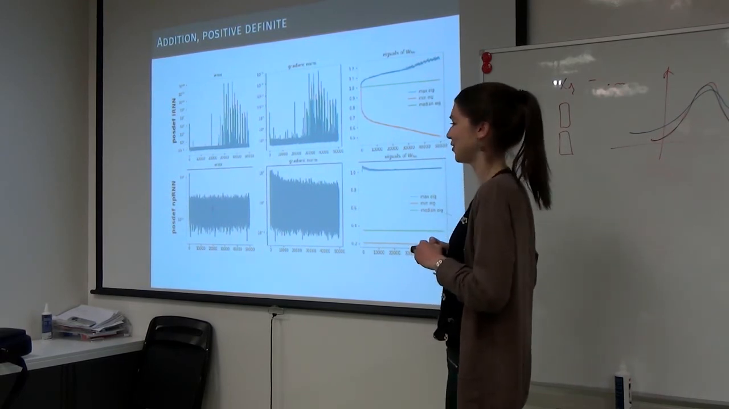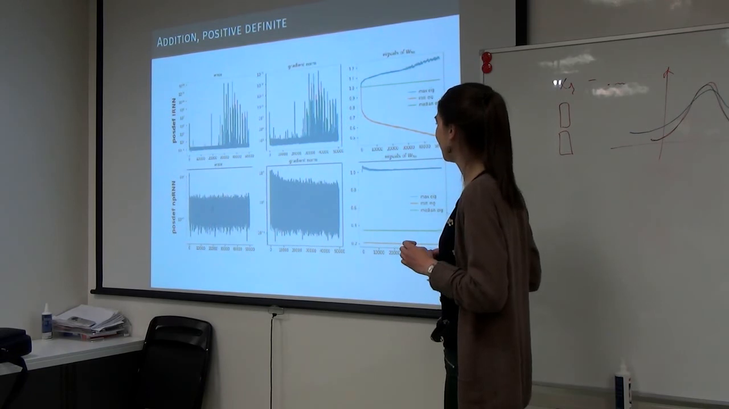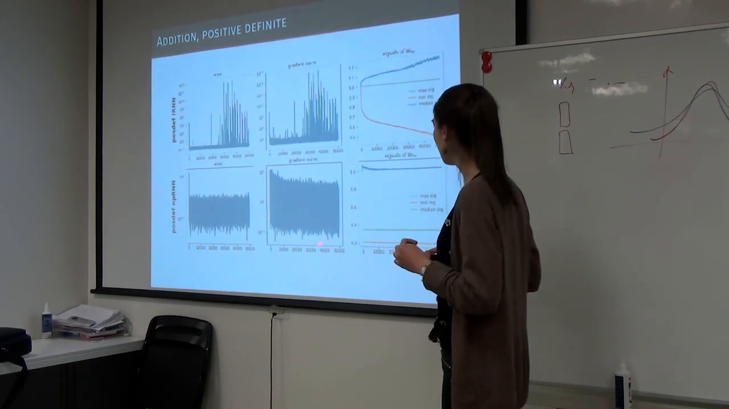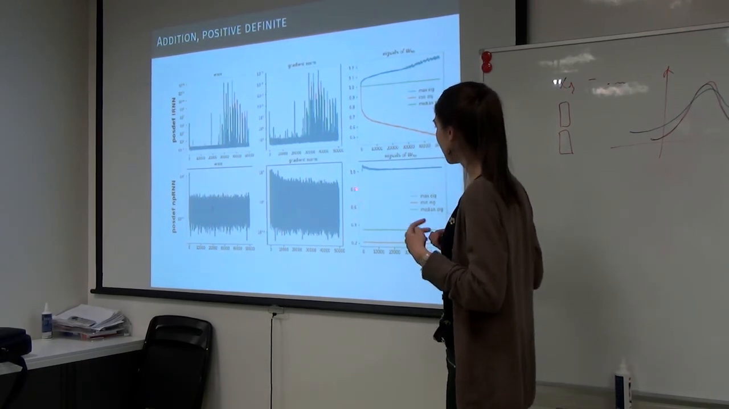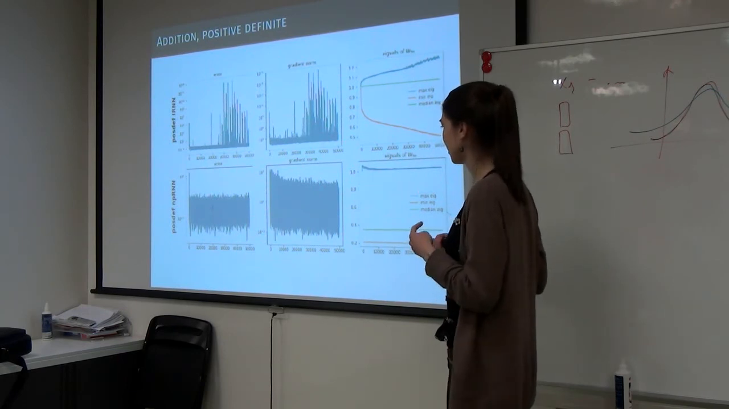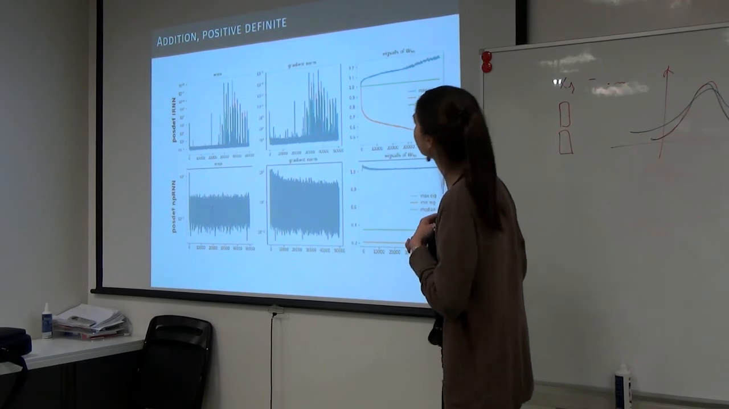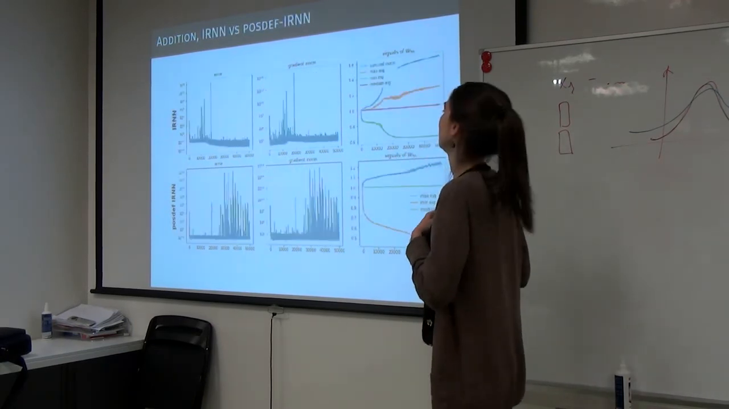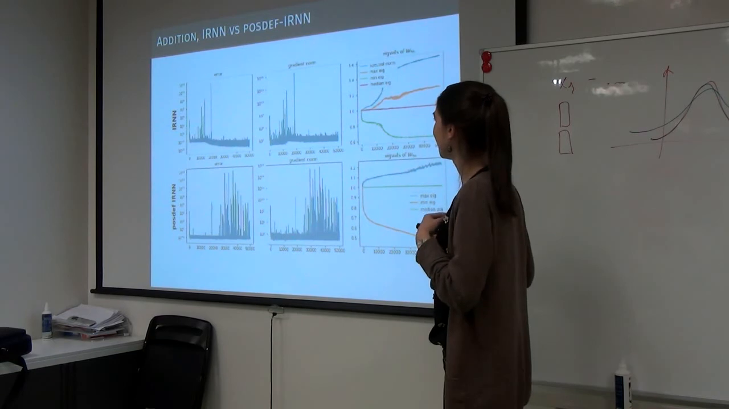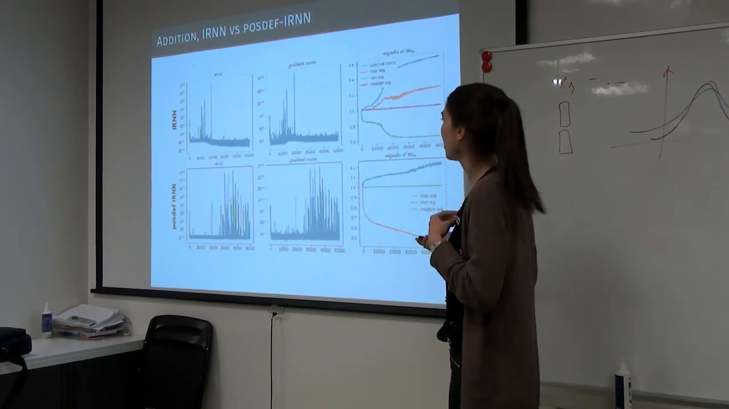And for the initialization of normalized positive definite matrices, we have another problem of vanishing gradients. The gradients are very low, and the distribution of eigenvalues hardly changes over the learning. So the best performance here is from IRNN.